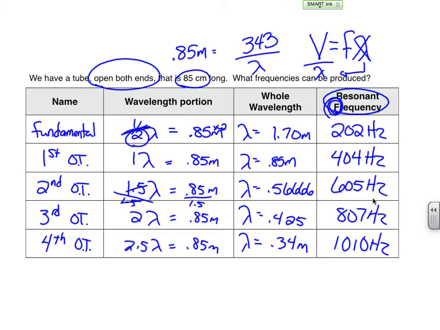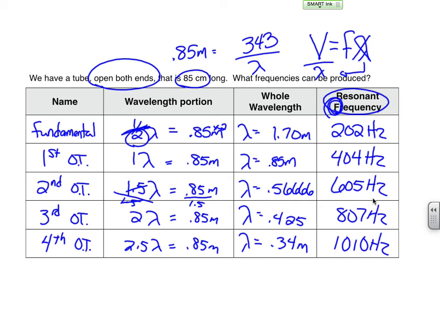So this tells me that if I have a tube that's open at both ends that's 85 centimeters long, I should be able to produce these 5 notes. But would I produce other notes? Only higher ones that match this pattern. Could I produce something like 300 hertz? No, because I can't make 300 hertz make a standing wave in this tube. Only these frequencies will make a standing wave in the tube. So these are the ones that are going to make a note that I can actually hear.